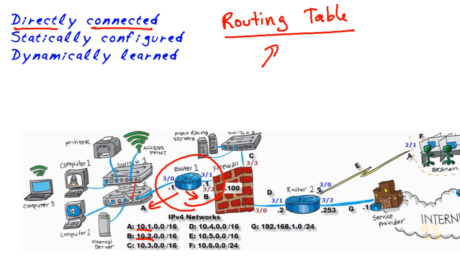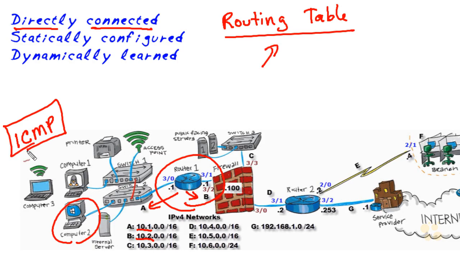Like, for example, if computer 2 tried to reach the internet and router 1 didn't know how to get there, R1 might send a message back to computer 2 saying, you know what, sorry, I don't know how to get there. I'm so sorry I dropped your packet. And that response back from router 1 back to computer 2 is done with a little management protocol called ICMP, which we'll talk about more in a separate nugget.